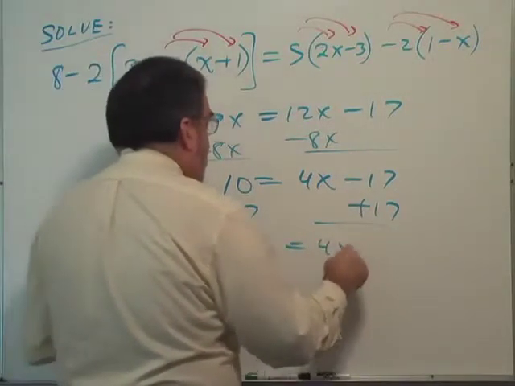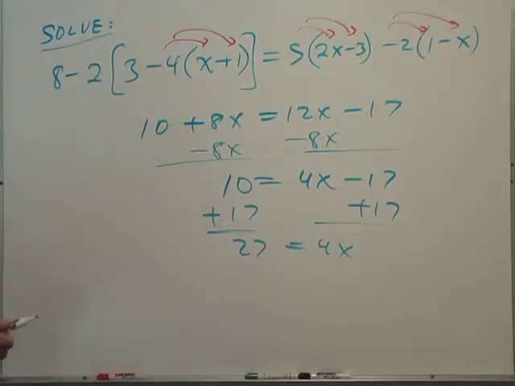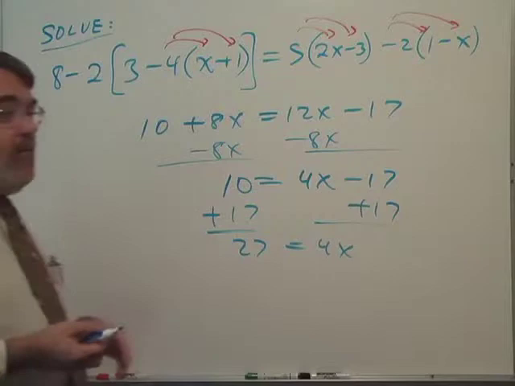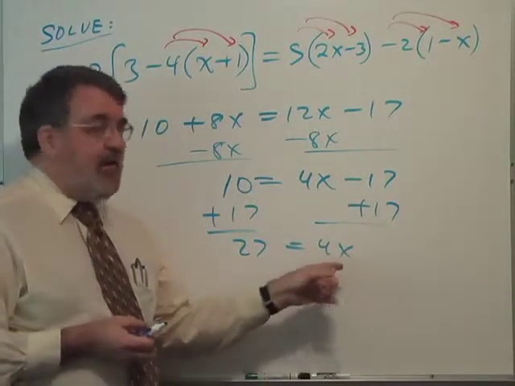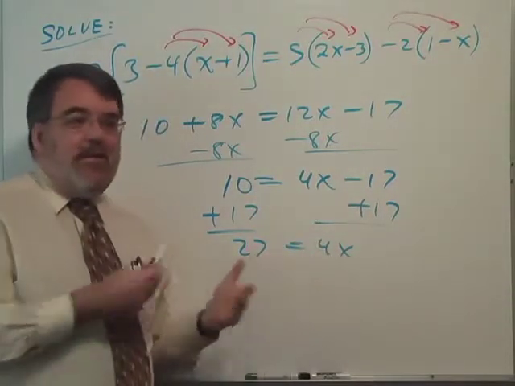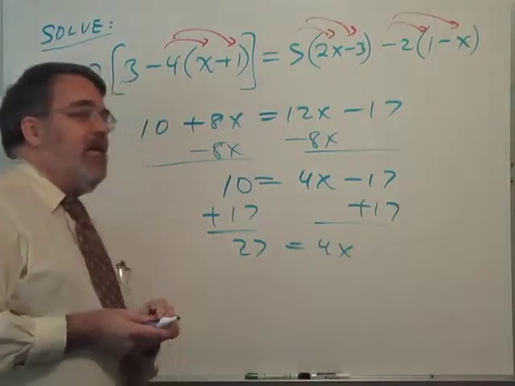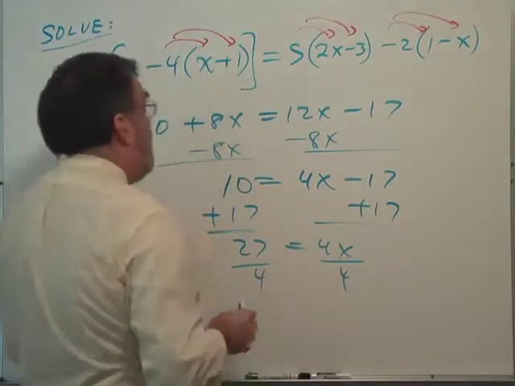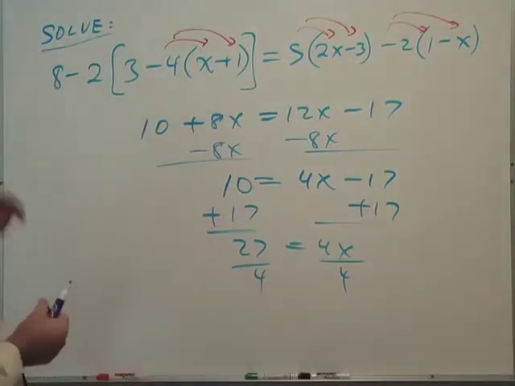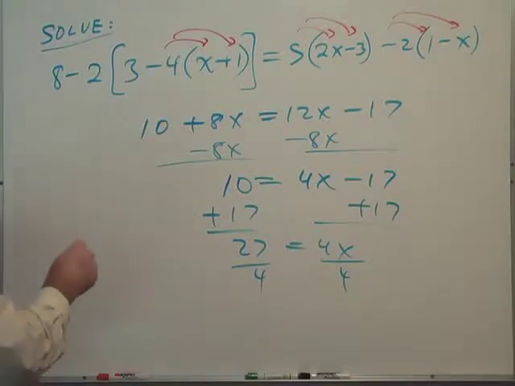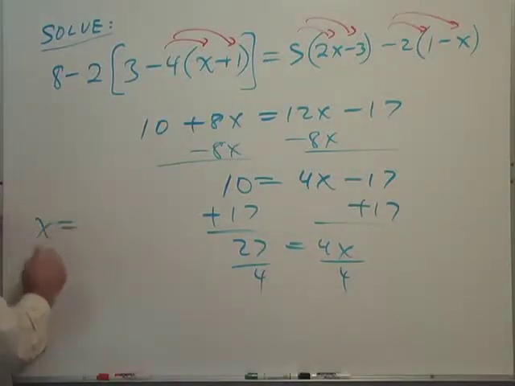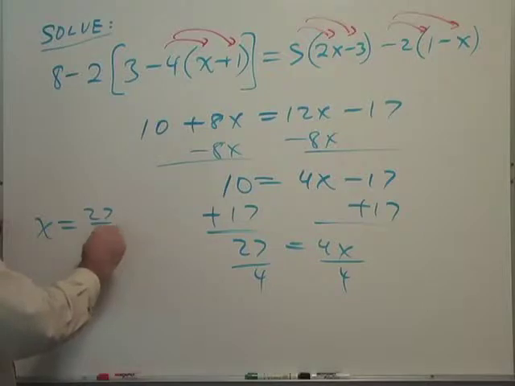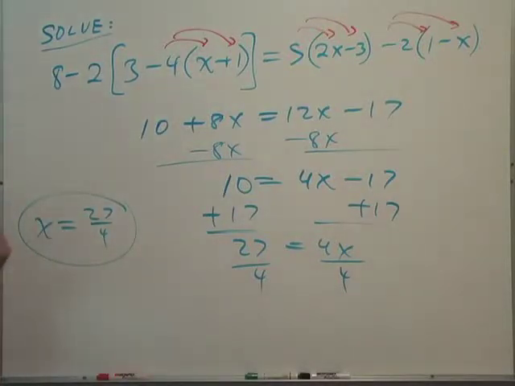27 equals 4x. And now what do we do? We need to divide by 4 because 4 is multiplying x. We don't subtract 4 from 4x. They're not like terms. 4 multiplies x. The opposite of multiplication is division. So divide by 4. And the 4's cancel, leaving x equals 27 fourths. There we go. So the problem is finished.